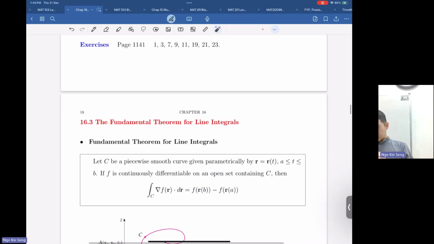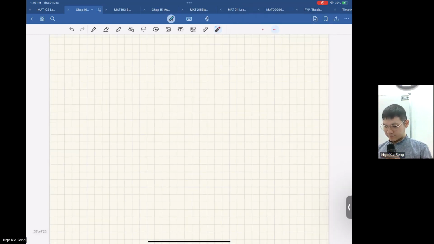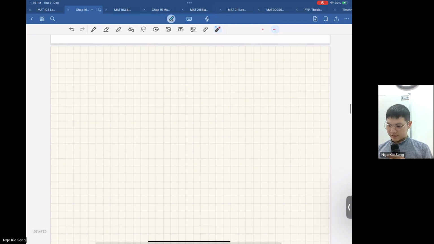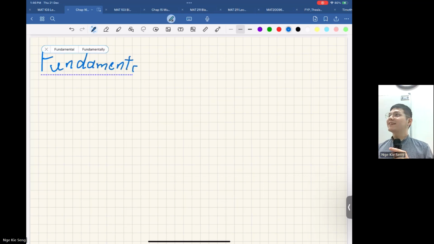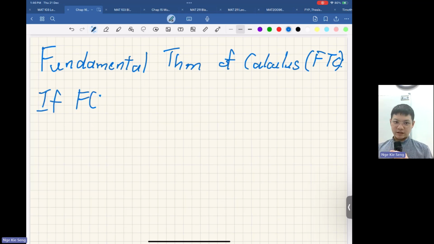Next, the fundamental theorem of calculus. Do you still remember the fundamental theorem of calculus, the normal one? It's FTC. Can anyone recall what FTC is? This is a very classic and very important result. This is how you do integration actually.